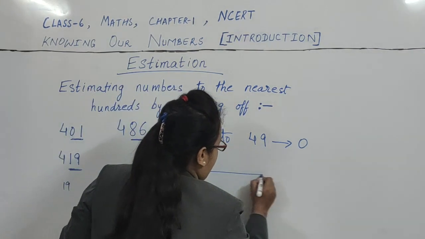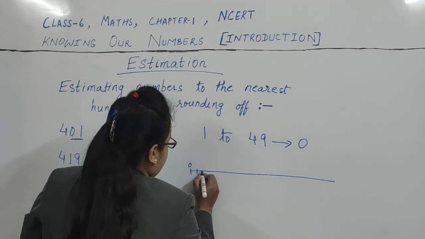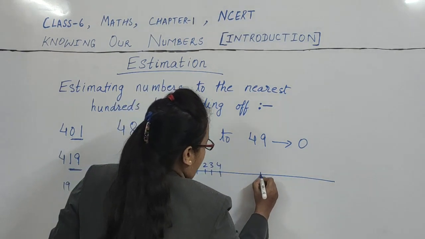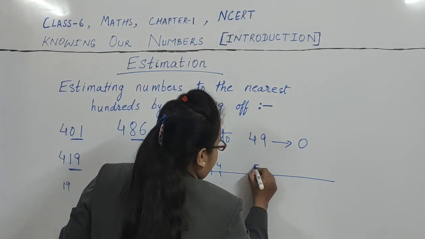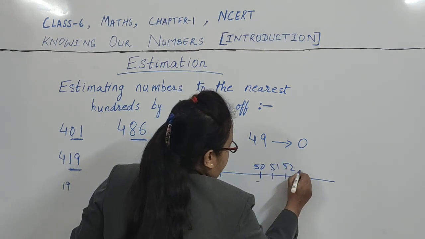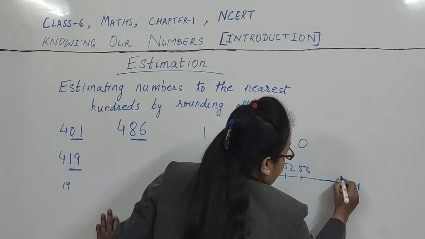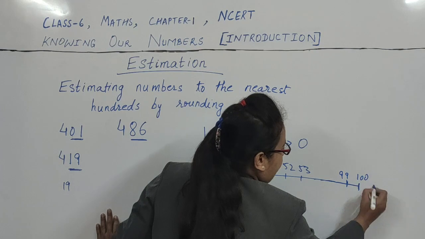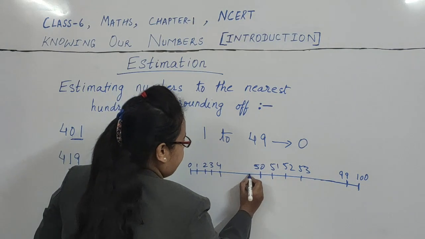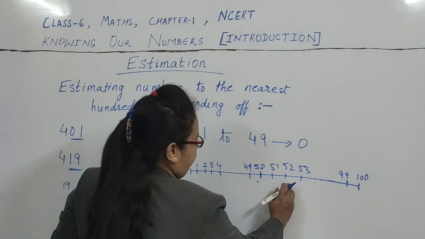Okay, because see why? 0 is here. After 0 comes 1, 2, 3, 4, and like that we will go on to 50. After 50 what will come? 51, 52, 53. Like that we will go on and reach 99. After 99 will come 100. So 1, 2, 3, 4, like that it will go to 49 and then 50 will come, and after 50, 51, 52, like that.